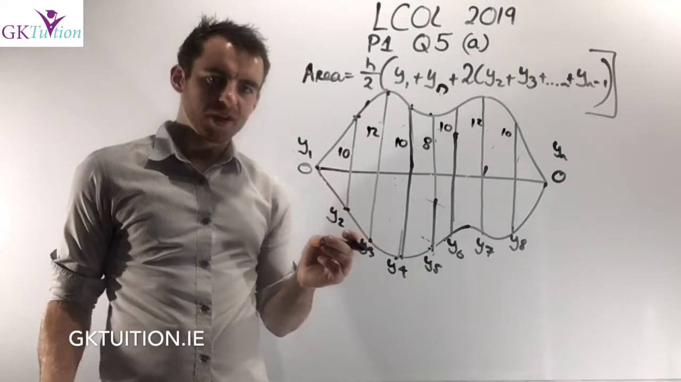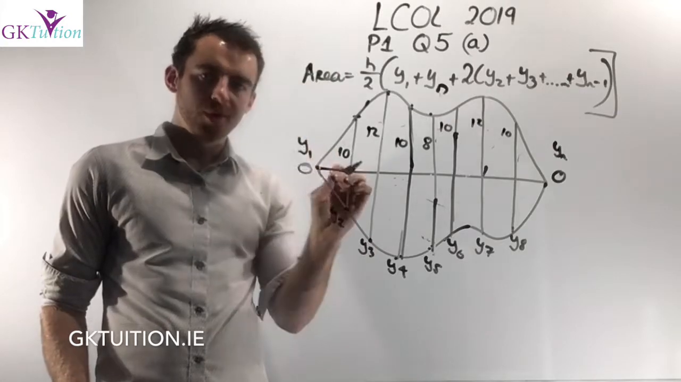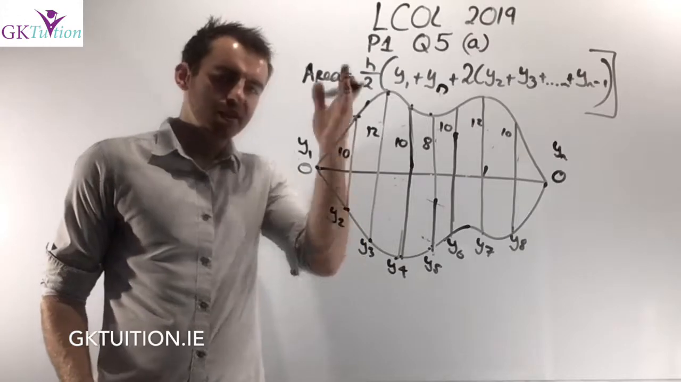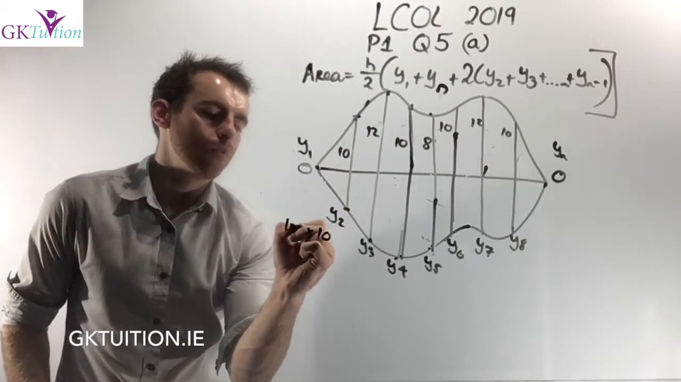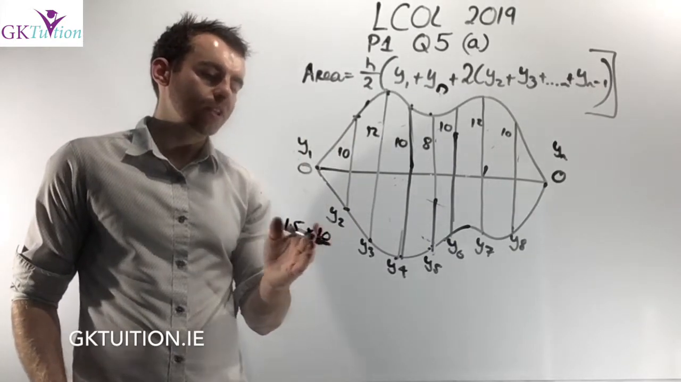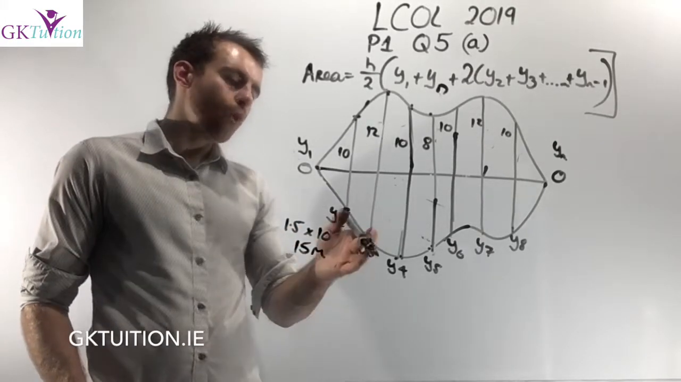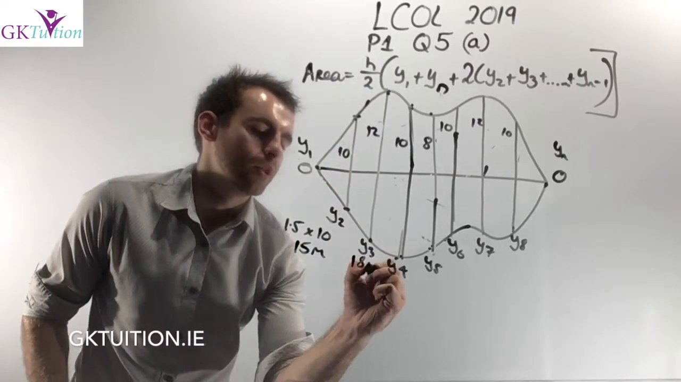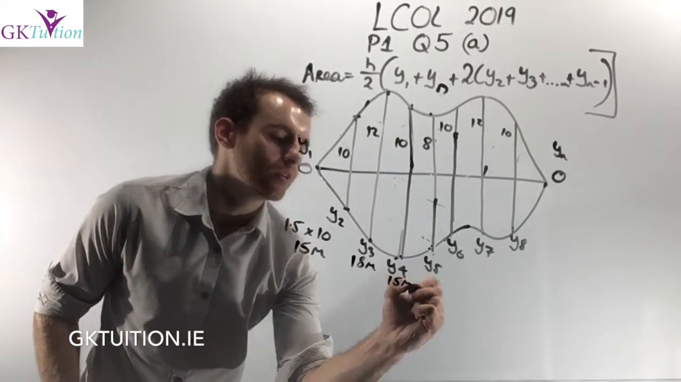And at the start of the question, we realized based on the scale that the height of each box is 1.5 meters. So for example, if you want to work out what y2 is, 10 boxes multiplied by 1.5. Each one of those boxes represents 1.5 meters, so y2 will be 10 by 1.5, which gives me 15 meters. Y3 will be 12 by 1.5, which gives me 18 meters. Y4 is 10 by 1.5, which is 15 meters.